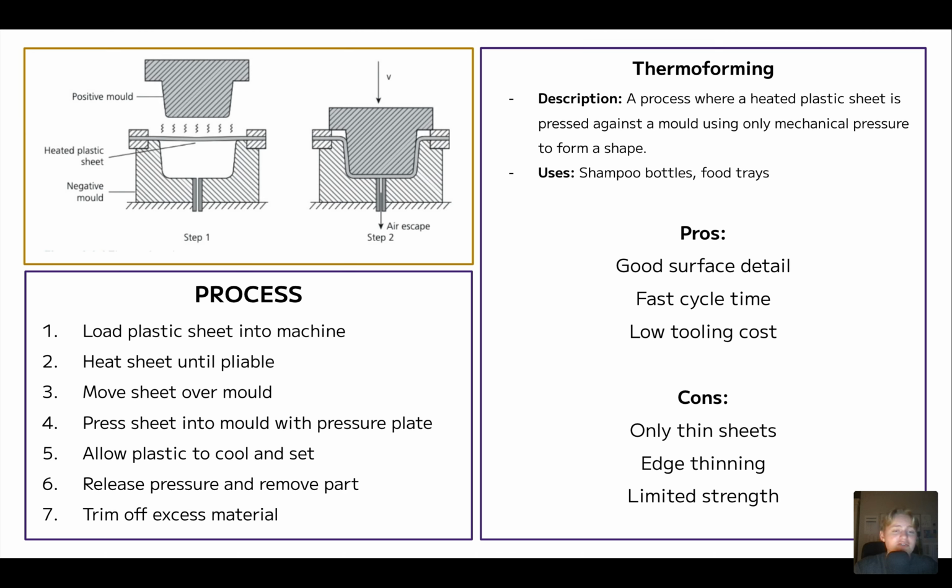The process you need to describe in your exam is essentially load the plastic sheet into the machine or jig and heat it until it's pliable, at which point you would then move the sheet over the mold and press the sheet into the mold with a pressure plate or positive mold. Allow the plastic to cool and set before releasing pressure and removing the part, at which point you can then trim off any excess material.